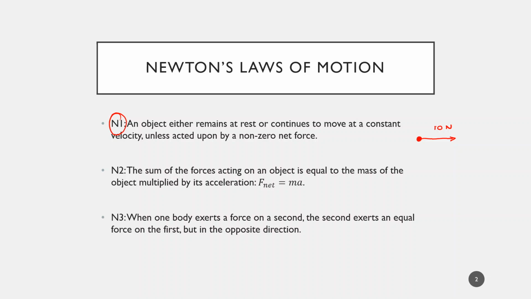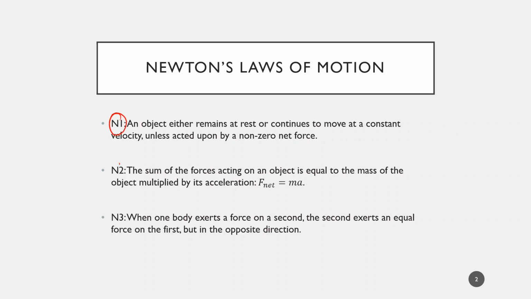If it was moving towards the left to begin with, it would now begin to slow down, because you are applying a force towards the right that is causing the object to stop moving towards the left, or in other words, begin to slow down. So that's all the first law is saying. That's pretty self-explanatory. I don't think we need to go into much more detail with that.